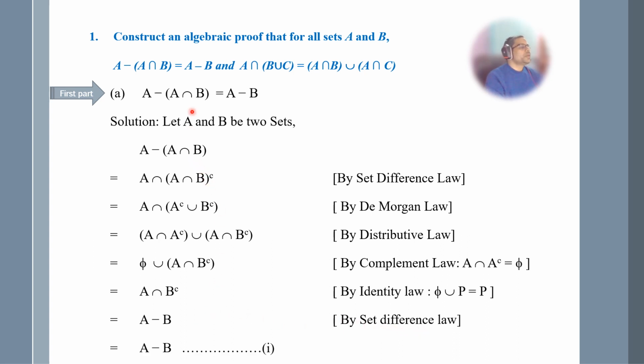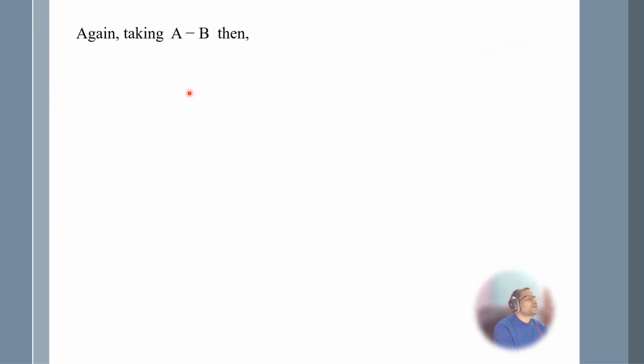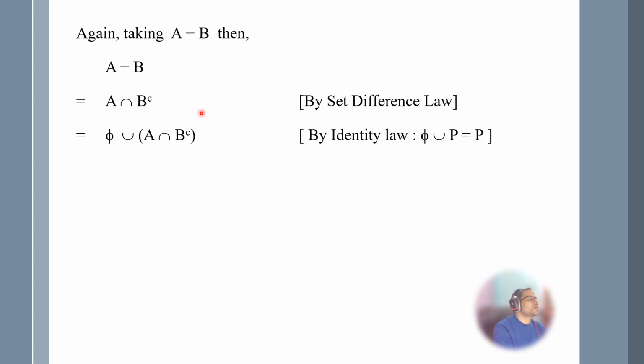Here we can say that starting from the left, A minus A intersection B, we got the right, which is A minus B. Suppose this is relation 1. Then, again taking the right hand side and trying to find the left hand side, take A minus B. A minus B can be written as A intersection B complement, by the definition of set difference. And we know that phi union any set is that set itself, so here phi is written.